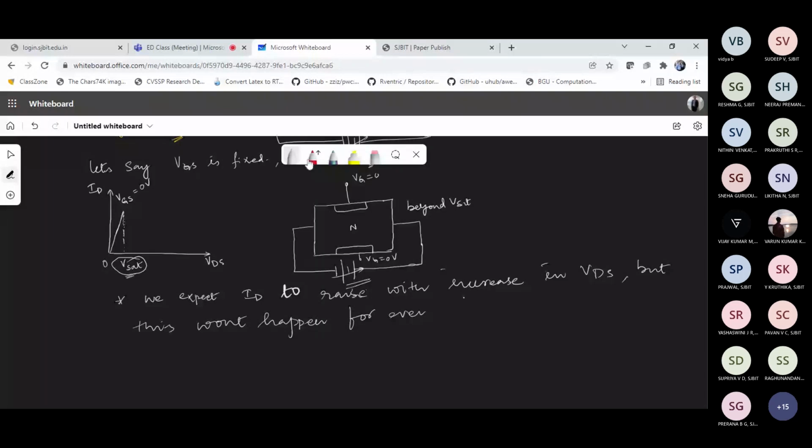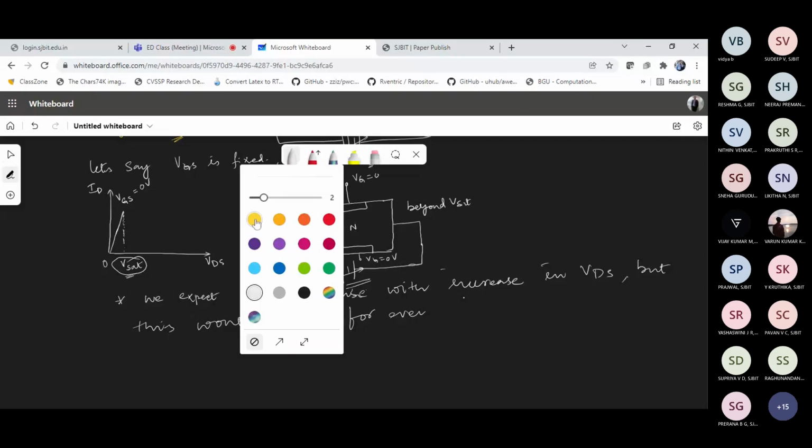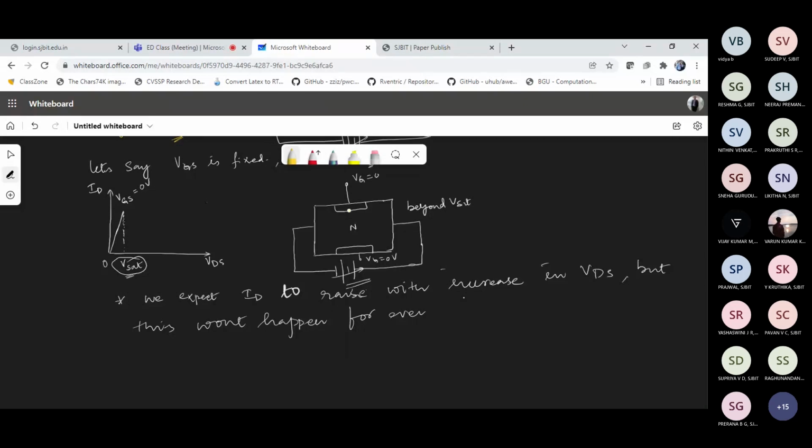Can somebody tell me, with VGS set to 0, what changes will happen within the channel? Within this channel, what changes is really going to happen? Remember, there is a P plus here. So can somebody tell me, will this width continue to be the same, or is it going to get affected?